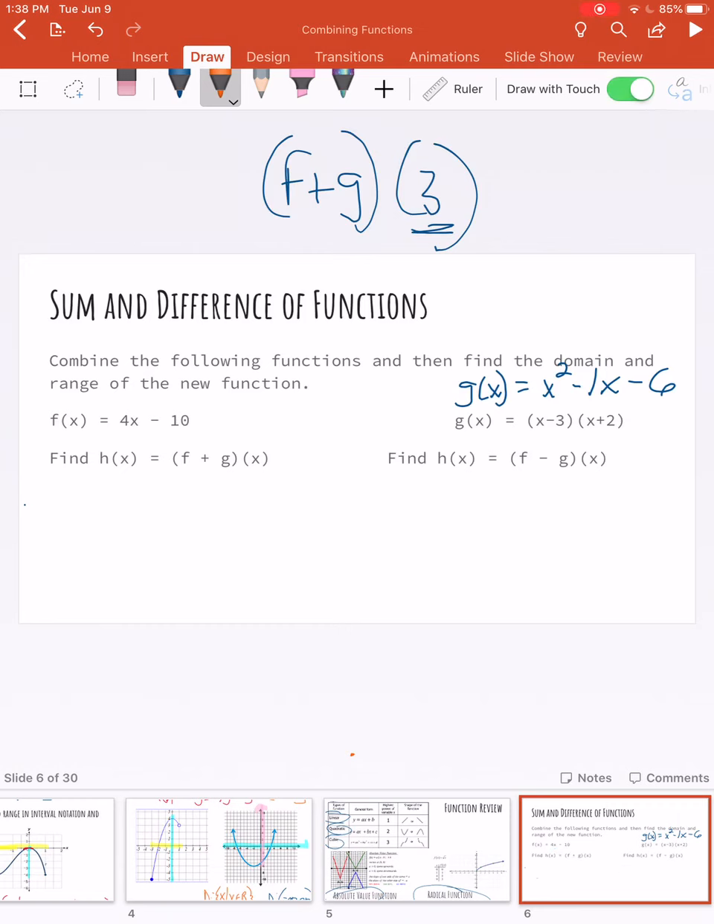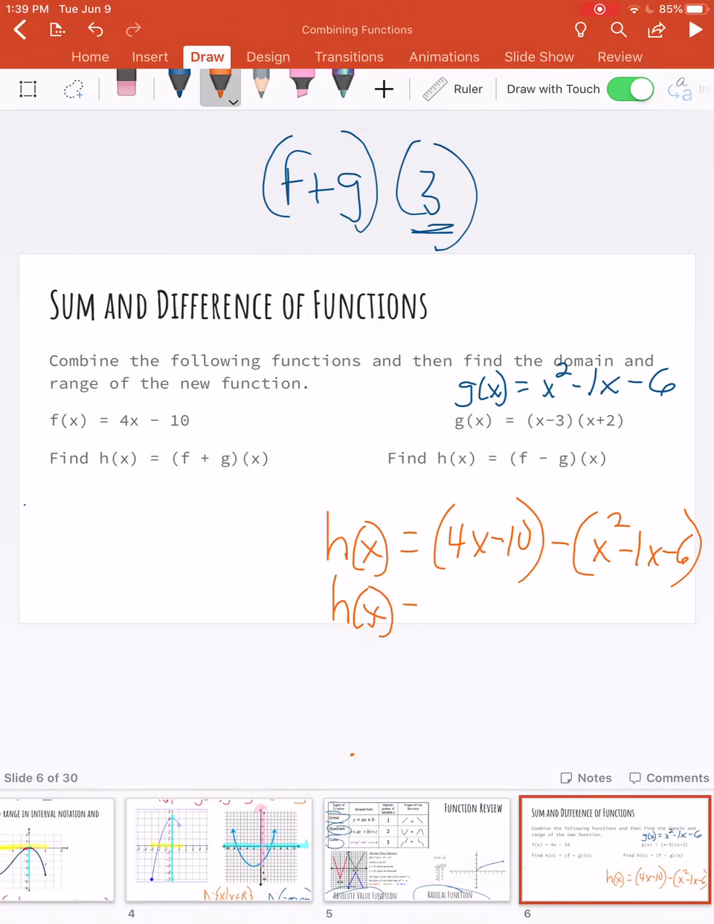So when you subtract the functions, you're taking your f at x, and now you're subtracting your g of x. So I always have kids who make this mistake. Make sure when you're subtracting that you don't forget to distribute that negative. So then I'm going to have minus x squared plus 1x plus 6. After I distribute that negative, I will collect like terms, and I end up with negative x squared plus 5x minus 4 as my final answer there.